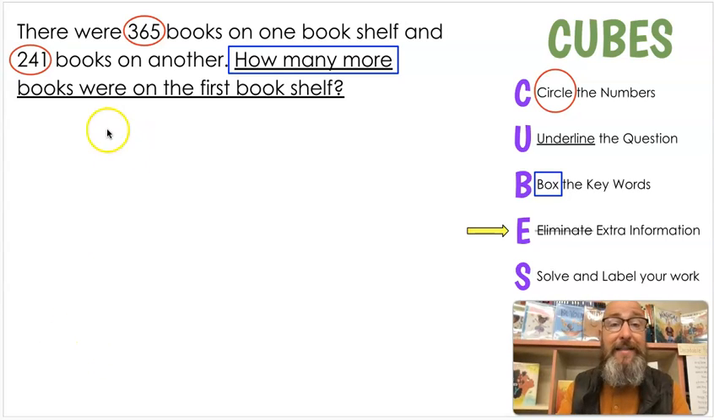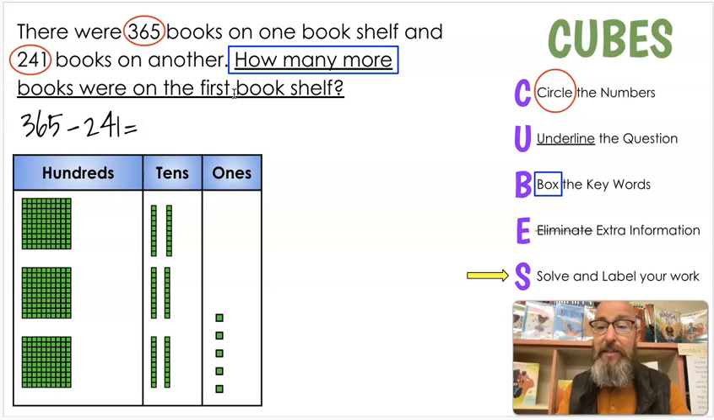I always look at the sentences, and if a sentence has anything circled or boxed or underlined, we can't get rid of that. But if there's ever a sentence with nothing in it, you can probably get rid of it. That's probably extra information. So our last one is going to be to solve and label our work. So we know that we are doing how many more, which means subtract. So we're going to subtract 365 minus 241.